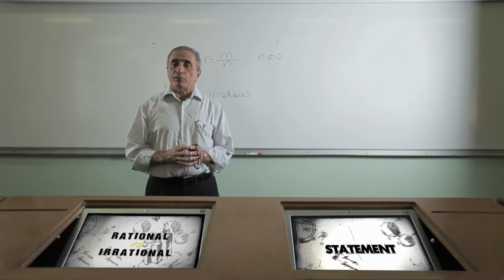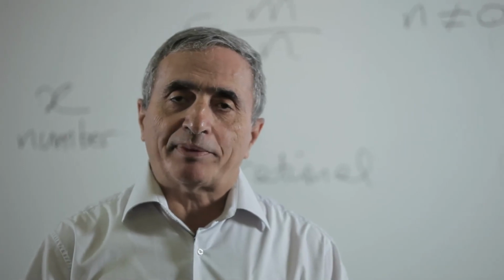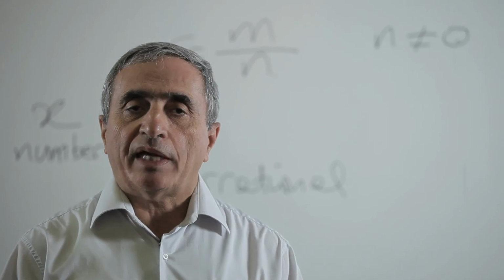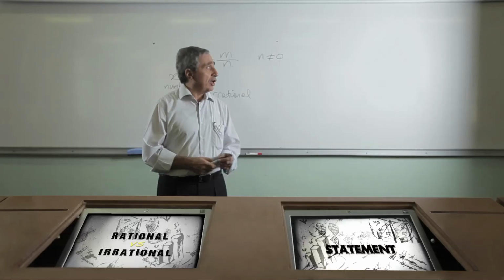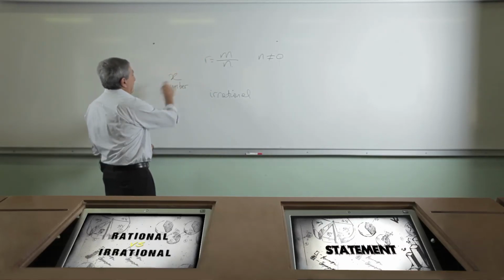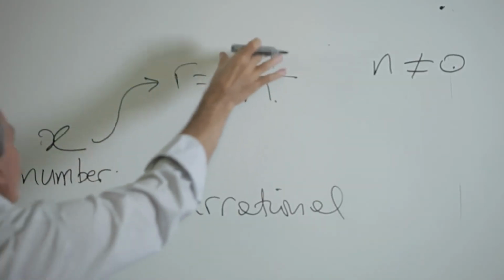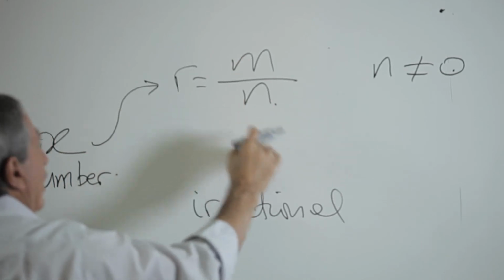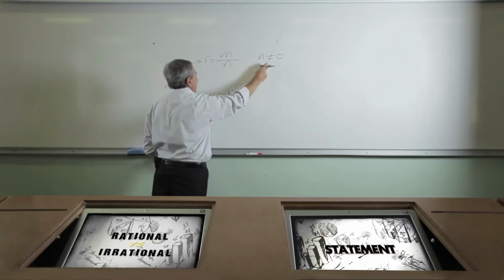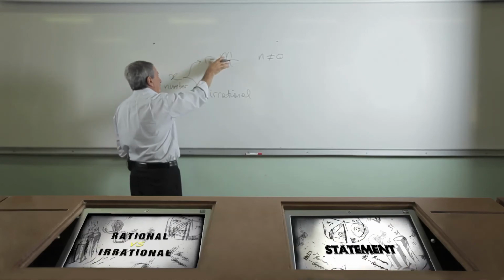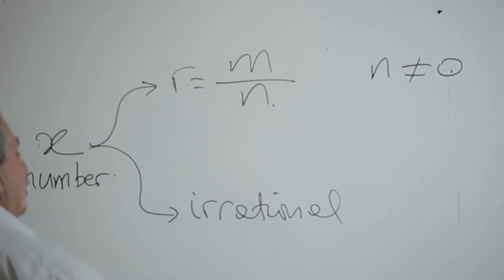After our brief introduction about rational and irrational numbers, now it's time to give a precise mathematical definition about what is a rational number and what is an irrational number. So if I take a number x, then that number x can be rational, that is a ratio of two integers m over n, where the denominator n is not equal to 0. And otherwise, if it cannot be put in this form, that is a ratio of two integers, then it is said to be irrational.